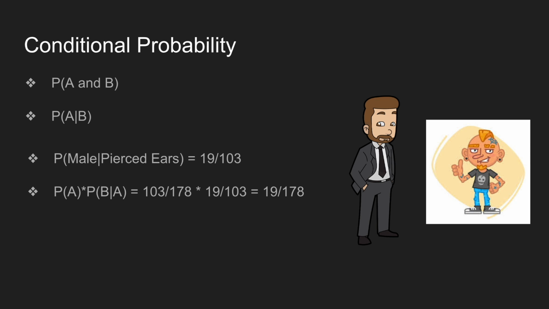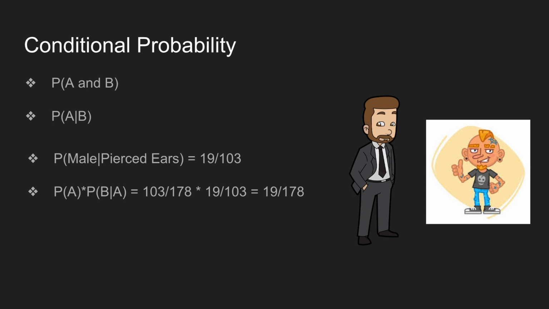Now let's return back to the general multiplication formula, which is used for finding the probability of events A and B occurring together. The formula is the probability of event A times the probability of event B, given that event A has happened. Since the probability of having pierced ears is 103 over 178, and the probability of being male given the student has pierced ears is 19 over 103, which we determined earlier, we multiply the two together to find that the probability of being a male and having pierced ears is 19 over 178.